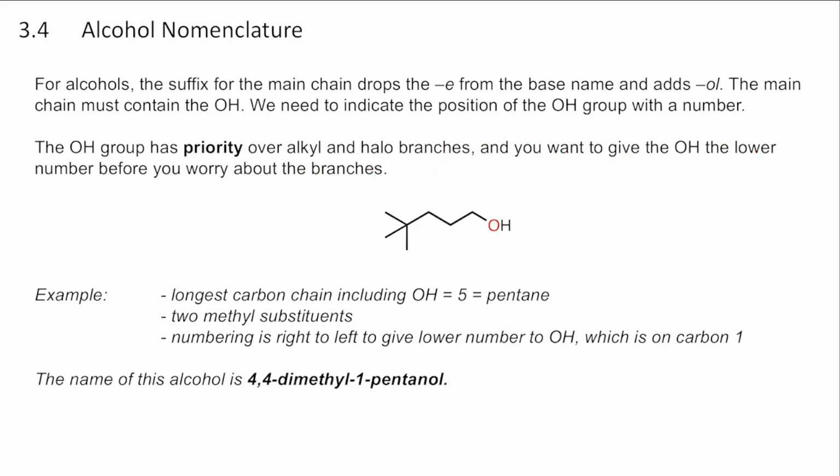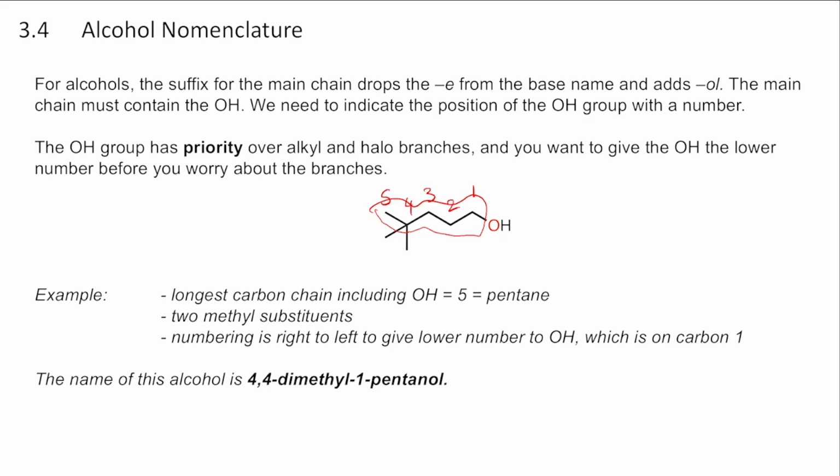Alcohols. Alcohols contain an OH, and an OH also takes priority over other substituents on the chain, especially alkyl and halogen substituents on the chain. So what we need to do is find the longest carbon chain that has the OH, and we want to number it in the direction that gives the lower number to the OH. So let's do that here. The longest carbon chain with the OH is here. And we have carbon 1 with the OH, 2, 3, 4, 5.